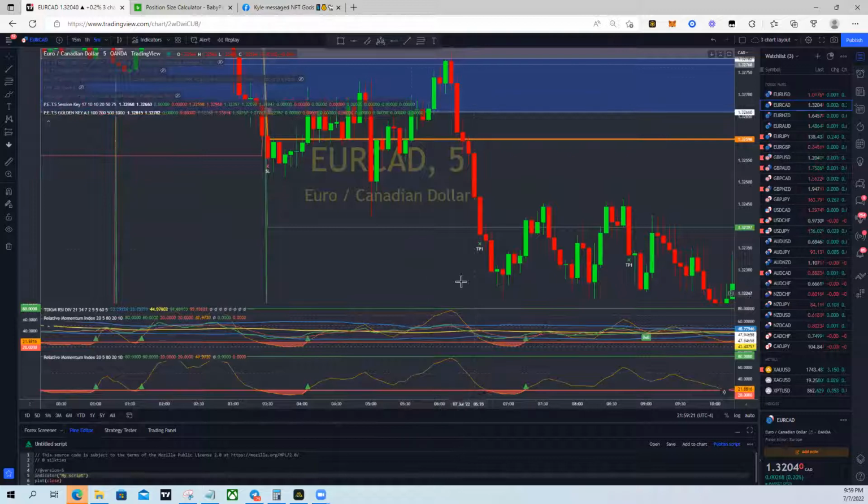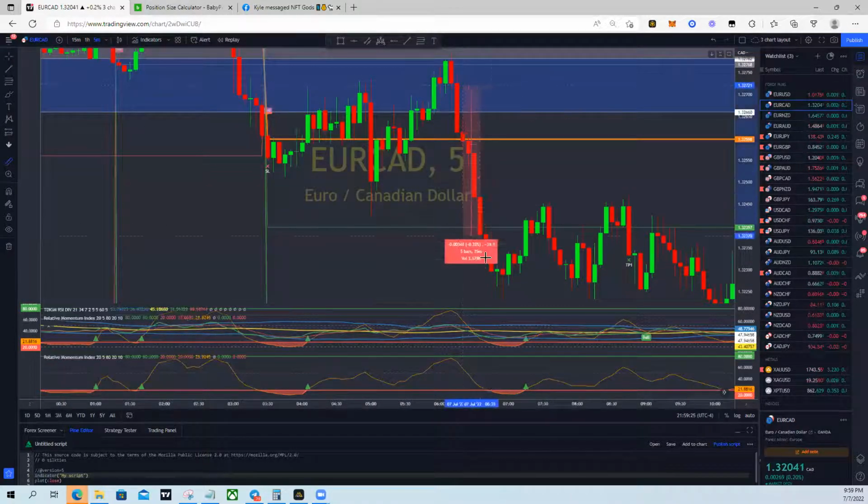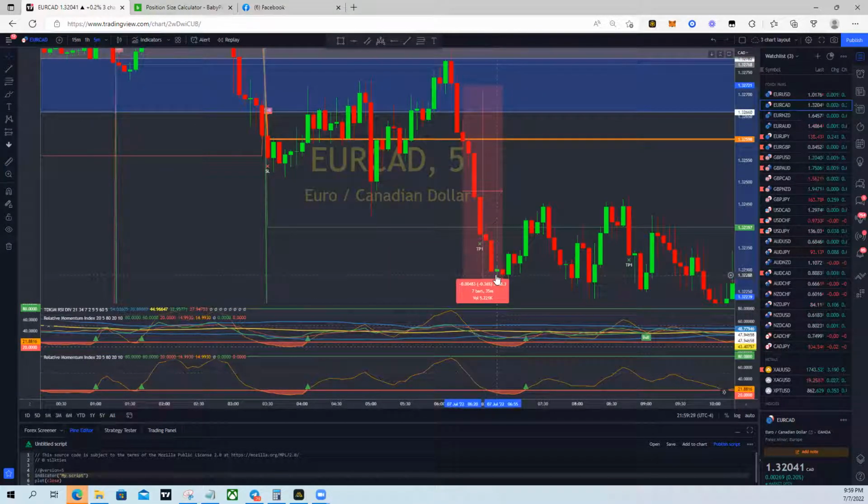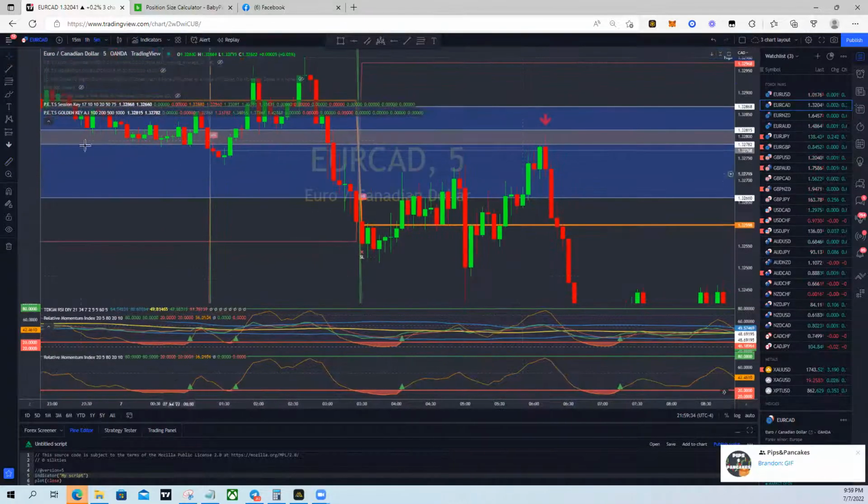Look at that trade. That was an easy trade. I mean, no sweat whatsoever. All 50 pips. I don't see one green candle. 50 pips. Easy. That was an easy one.